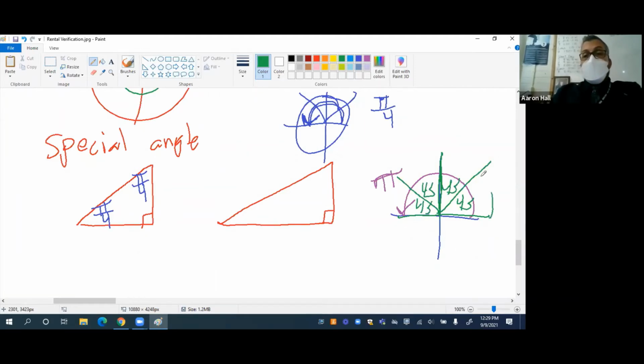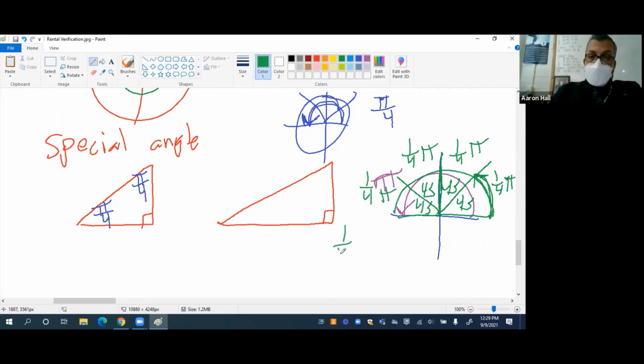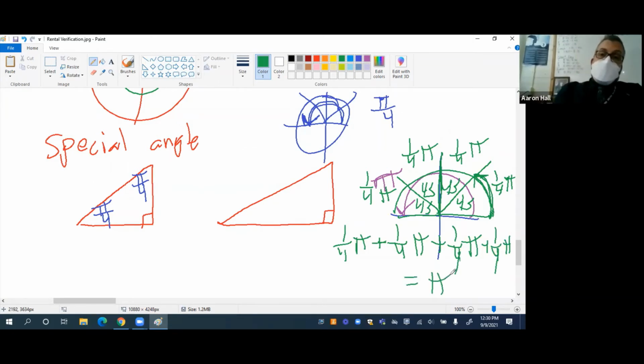So one of these rotations is 1 out of how many? 4. So I have 1/4 pi's. This is 1/4 pi, this is also 1/4 pi, this is also 1/4 pi, and this is also 1/4 pi, because 1/4 pi plus 1/4 pi plus 1/4 pi plus 1/4 pi equals pi. Now instead of 1/4 pi, we just write it as pi fourths. Are we good with that?